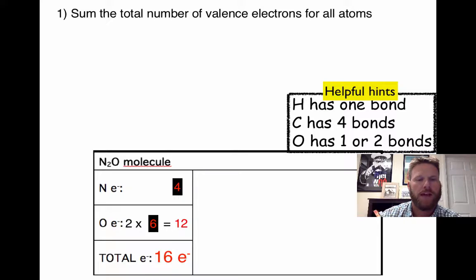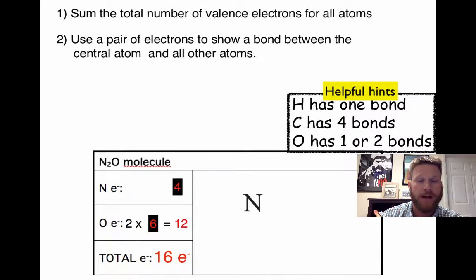So let's start by drawing bonds from the central atom to the other atoms. Now in this case, nitrogen is the first atom listed. It is the central atom, and then it forms a bond to another nitrogen and an oxygen. This time I'm not going to draw the little electron dots in the bonds. I'm just going to show a pair of electrons with a dashed line. So we've assigned electrons with the bonds.